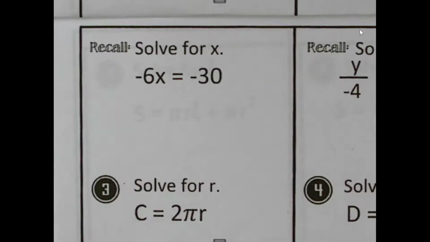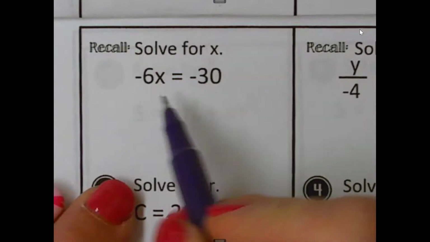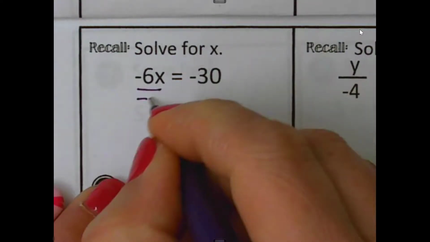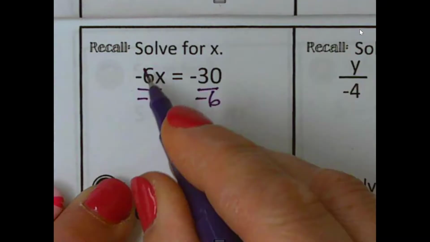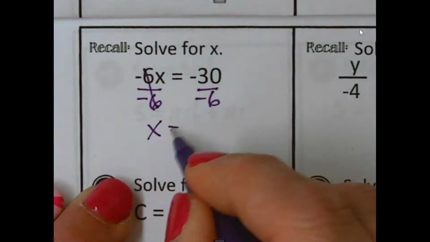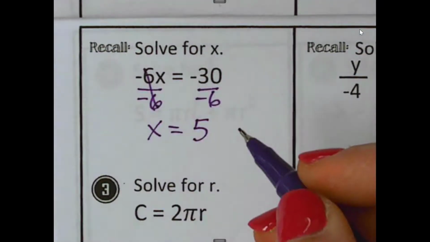Okay, let's see how it works for multiplication and division. This is a one-step equation. We're solving for x. That's what we've been working on, is solving equations, isolating. Divide by a -6, x equals +5.